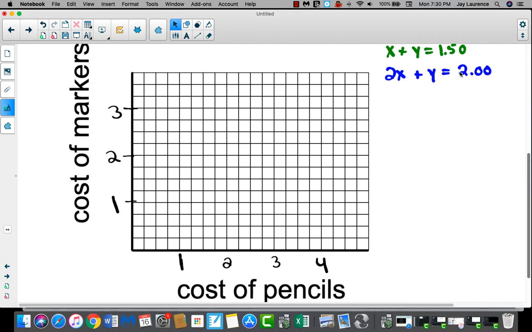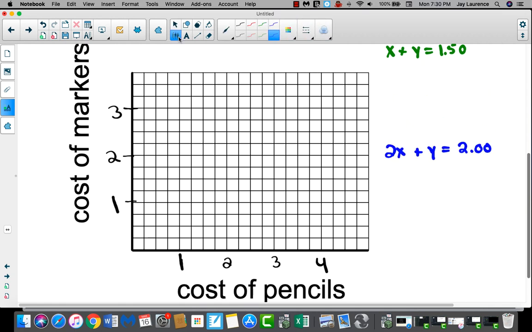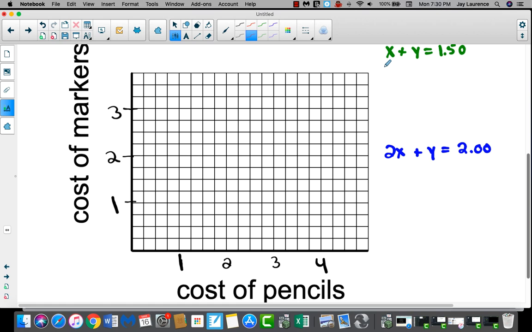Well, first I need to get my variables alone. In other words, get my y alone. I have to get them in slope-intercept form. So with the green one, I'm going to subtract x from both sides. And when I do that, I will get y equals negative x plus 1.5, or $1.50. I'm ready to graph. I know my y-intercept is 1.5, right? So I'm going to go to 1.5, and then my slope is -1, or -1 over 1.